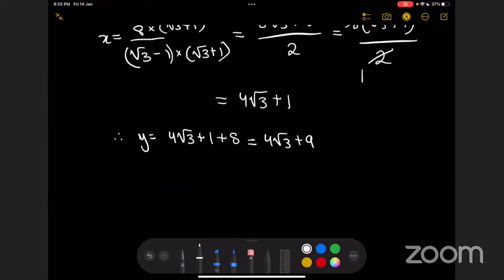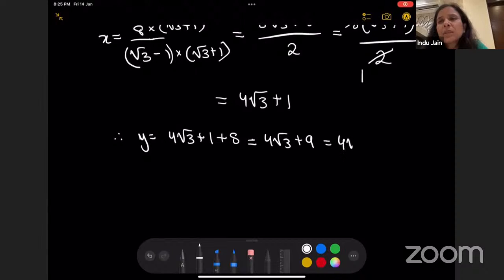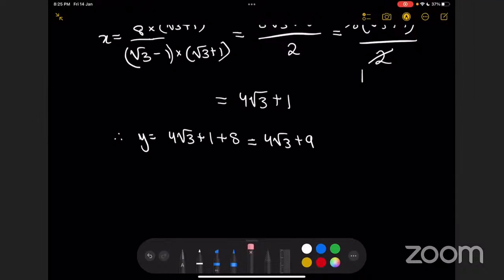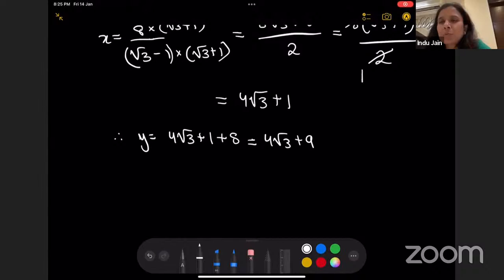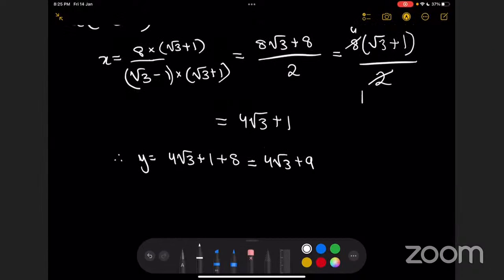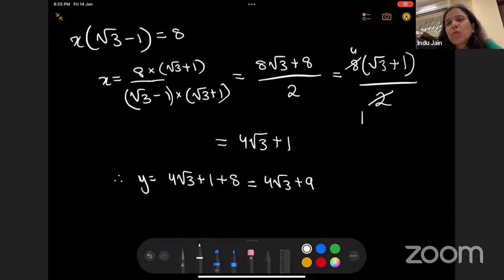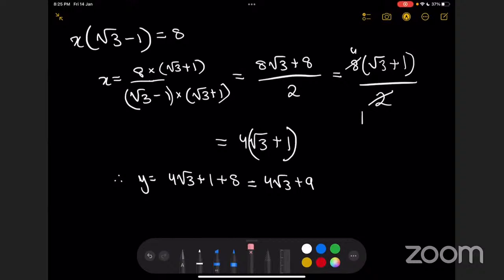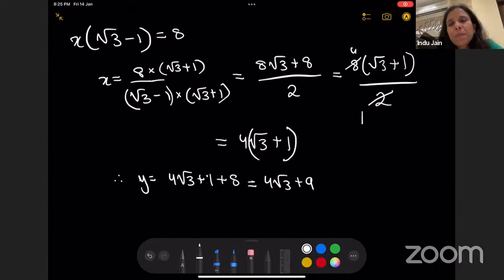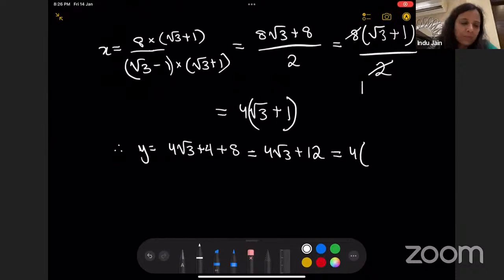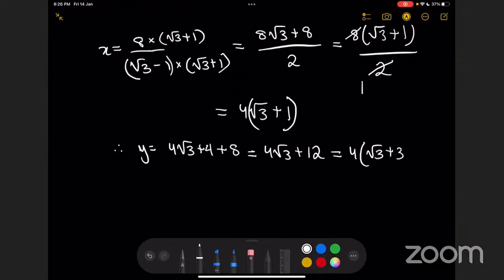Can we take something common here? I think we can. ये क्या किया आपने? ये y is equals to x. एक मिनट 4 root 3 plus 1 कहाँ से आया आपके पास? That's x. x की वैल्यू ये नहीं है. 4 root 3 plus 1 ब्रैकेट में ऐसा, हाँ 4 मल्टीप्लाई होगा तो दोनों के साथ होगा, 1 को कैसे छोड़ सकते हैं? So you have to write down 4 root 3 plus 4. So this becomes 12. You take 4 common now. Root 3 plus 3.